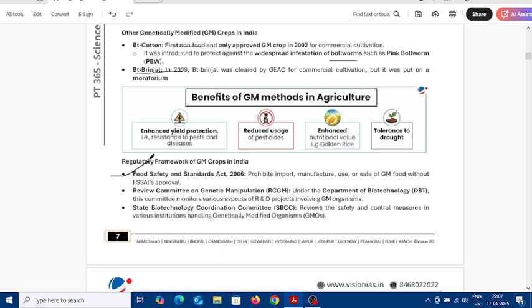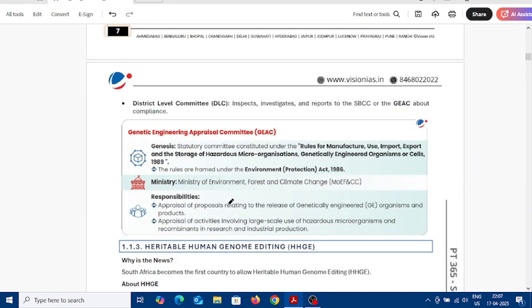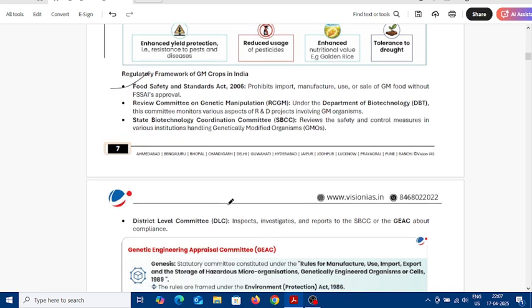First of all, this FSSAI Act of 2026 prohibits import, manufacture, use, sale of GM without FSSAI approval. Then there's a Review Committee on Genetic Manipulation under the Department of Biotechnology. It reviews various aspects of R&D projects involving GM organisms. Then we have the State Biotechnology Coordination Committee. It also reviews the safety and control measures. Then we have the state level, and then we have the district level committee.